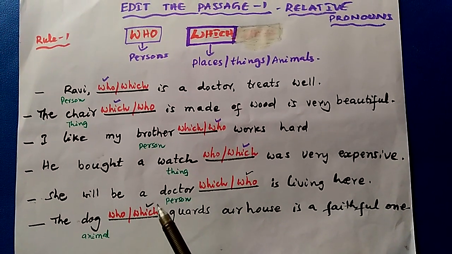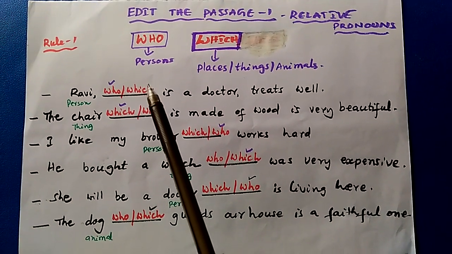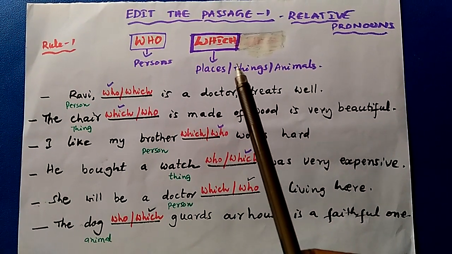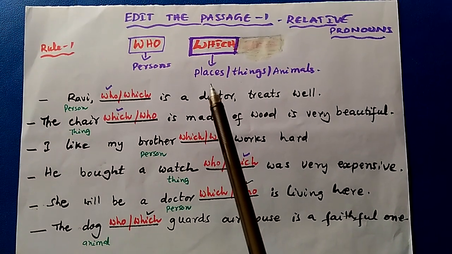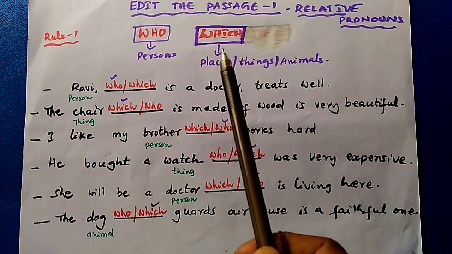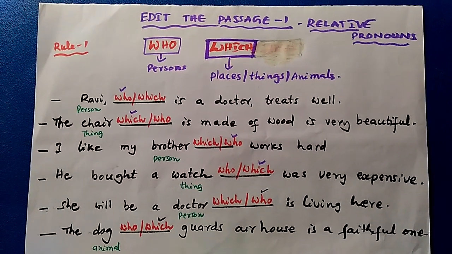In this way, if the antecedent is a person, then we prefer to use who. If the antecedent is a place or thing or animal, then we prefer to use which. This is rule number 1.